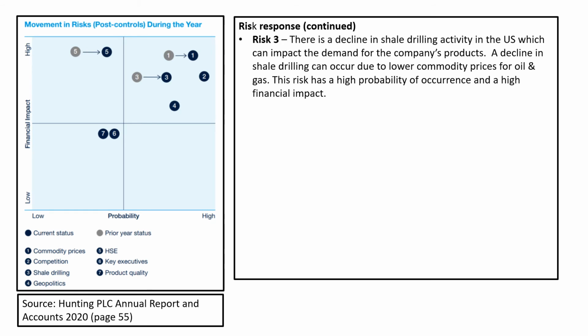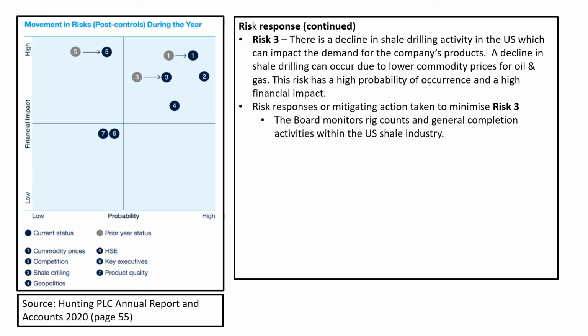Risk 3 is there is a decline in shale drilling activity in the US, which can impact on the demand for the company's products. A decline in shale drilling can occur due to lower worldwide commodity prices for oil and gas. This risk has a high probability of occurrence and a high financial impact. Risk responses or mitigating actions taken to minimize risk 3.